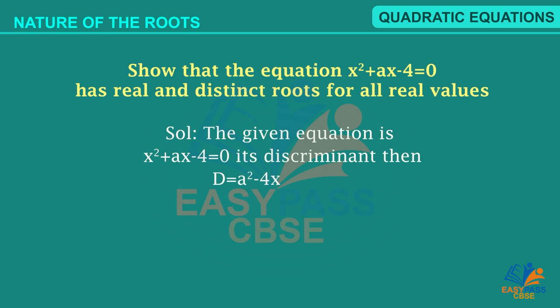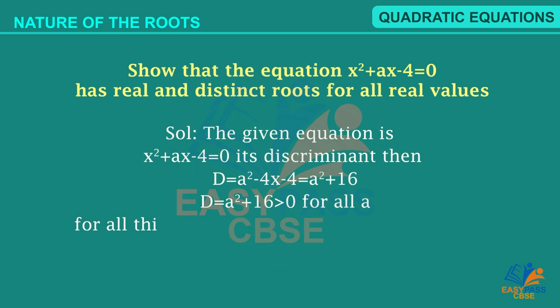So here A is equal to 1, B is equal to a, C is equal to minus 4. So we have D is equal to a square plus 16. A square plus 16 is always greater than 0. How? Because a square, if you substitute any real value in the place of a, square of that number is always positive. Square of a real number is always positive. Anyhow, plus 16 is positive. Positive plus positive is positive. Therefore, a square plus 16 is greater than 0 for all a. Therefore, for all a, this equation's roots are real and different.